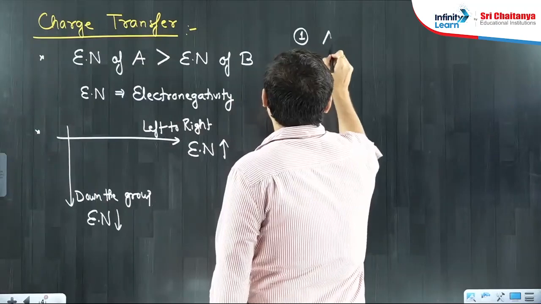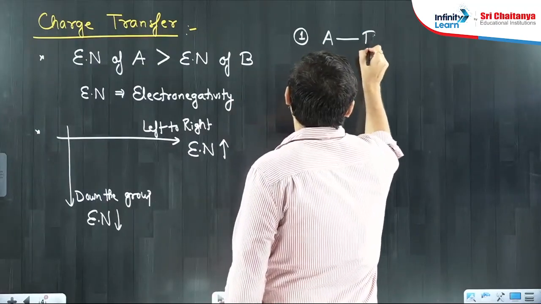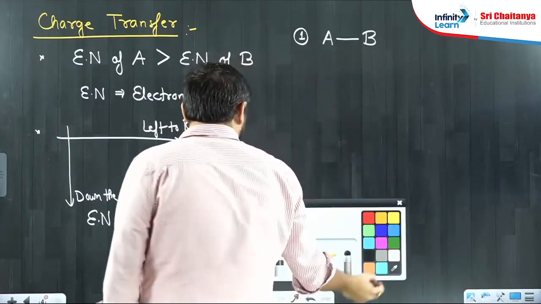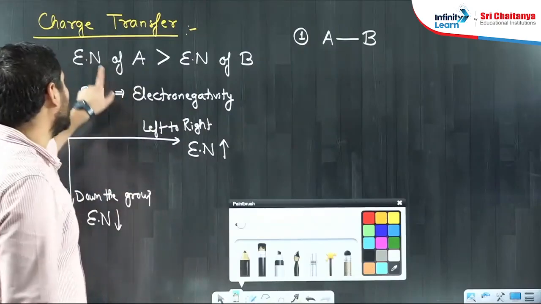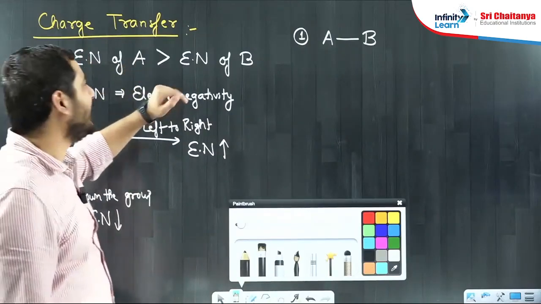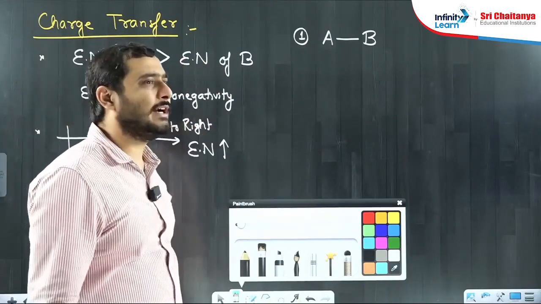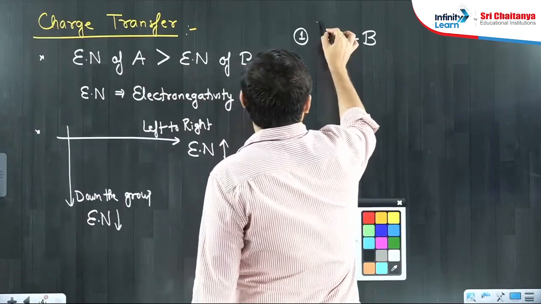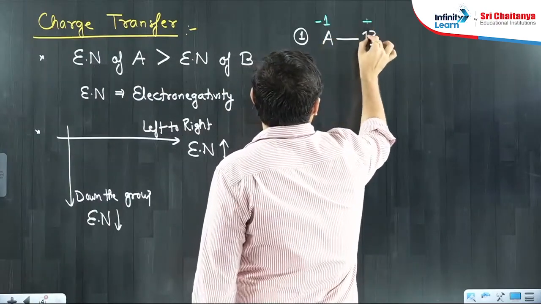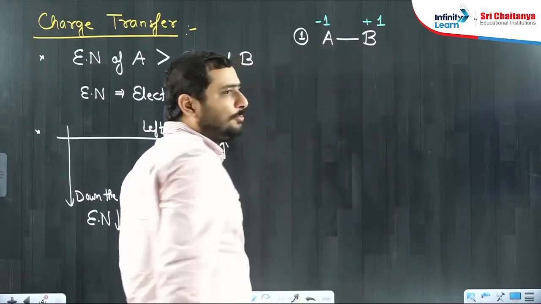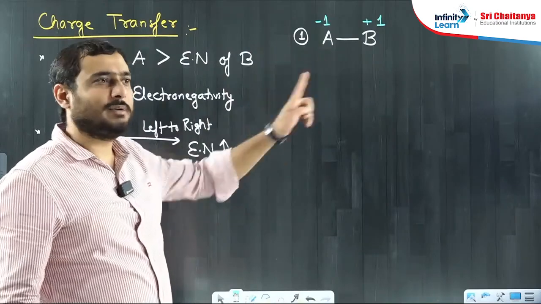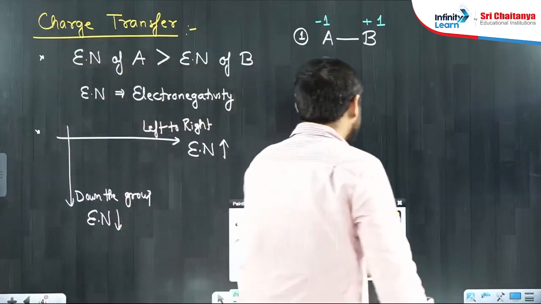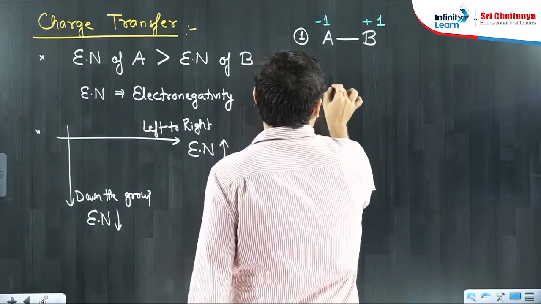If a single bond is present between A and B, and we break this bond, the electronegative element will get a negative charge and the less electronegative will get a positive charge. So what charge do we write? A will get -1, B will get +1. So -1, +1. Clear?